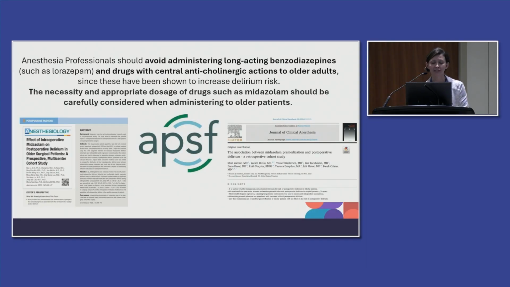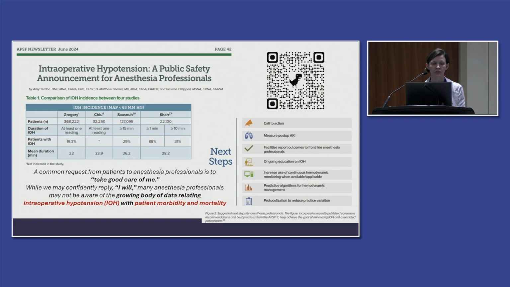There's been some recent literature come out about midazolam in particular, and the APSF has put out a statement that says that, again, long-acting benzodiazepines and drugs with central anticholinergic actions should really be avoided in older patients, but things like midazolam that are short-acting should be used cautiously. It's not an absolute no at this point, but it's something that you should think very critically about if it's absolutely necessary. A risk-benefit assessment is warranted in older and frail patients.